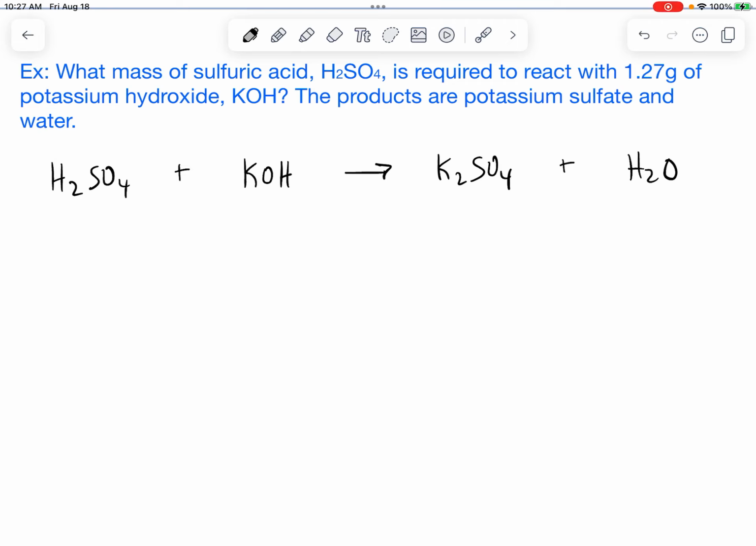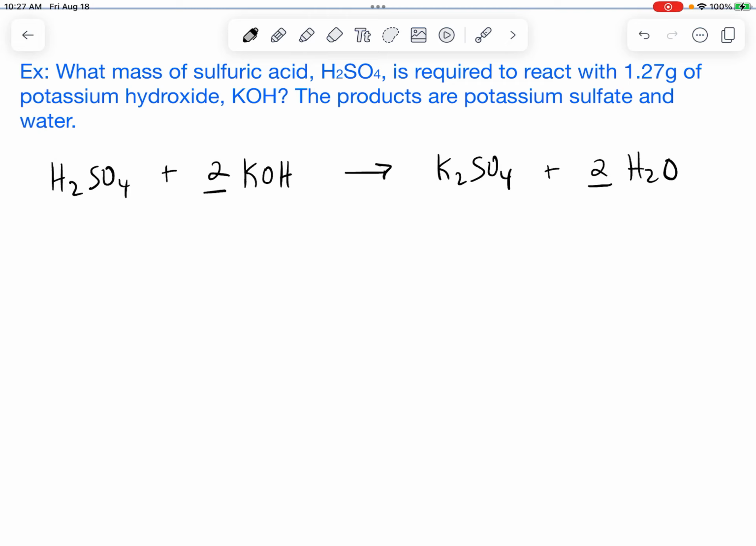Once we have our reaction written out, we need to make sure that our reaction is balanced. I'm not going to cover how to balance a reaction in this video, but we do need a 2 in front of the KOH, and we do need a 2 in front of the water. Essentially, what a balanced reaction means is that we have the same amount of atoms on each side of the reaction. Now, once we have a balanced reaction, we can start getting into the math.